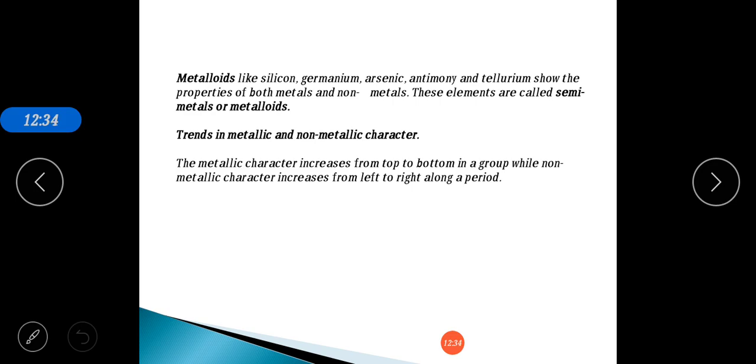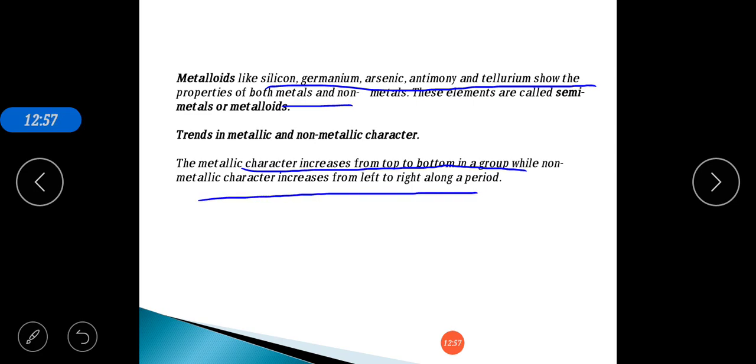Metalloids like silicon, germanium, arsenic, antimony and tellurium show the properties of both metals and non-metals. Trends in metallic and non-metallic character: metallic character increases from top to bottom in a group, while non-metallic character increases from left to right in a period.